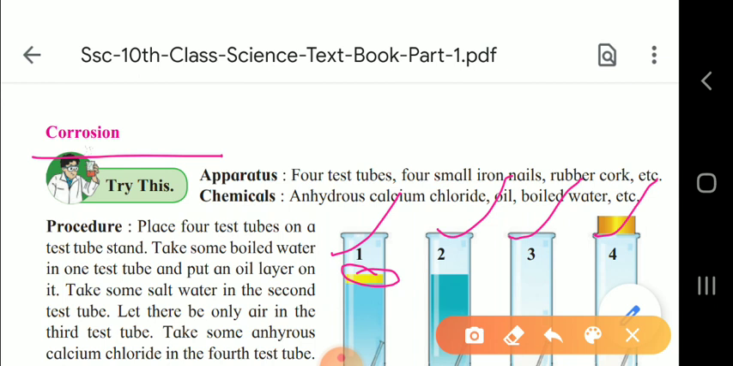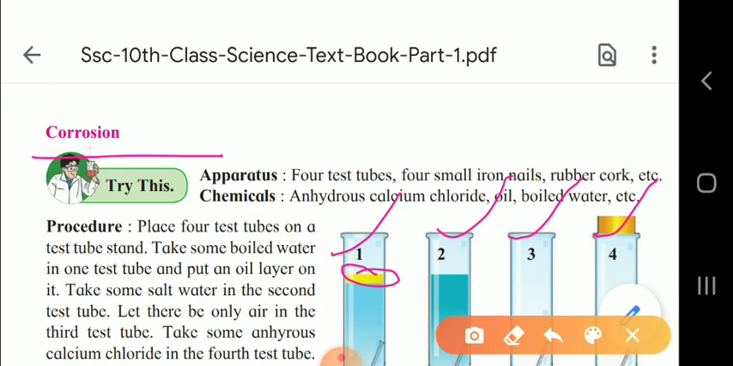In all these 4 test tubes we have to put the iron nail, and then we have to leave these test tubes for a few days. After a few days, we will observe all 4 test tubes. We will see both water and air are necessary for rusting. The rusting takes place rapidly in the presence of salt.